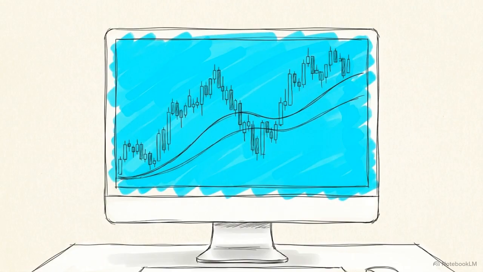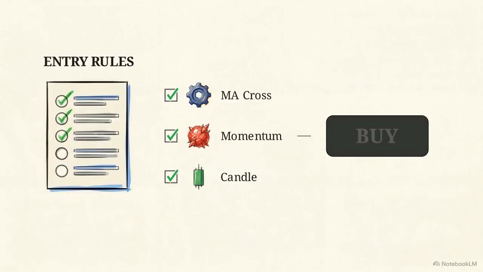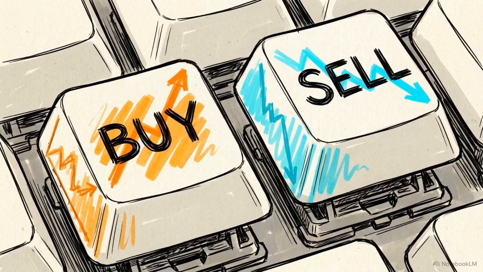If you look at the chart and you only see 2 of these confluences, you keep your hands off the mouse. You do not execute. Treating your entry points as an absolute checklist stops you from FOMO buying. Every time you click sell or buy, it is a strategic execution backed by data, rather than a wild gamble.